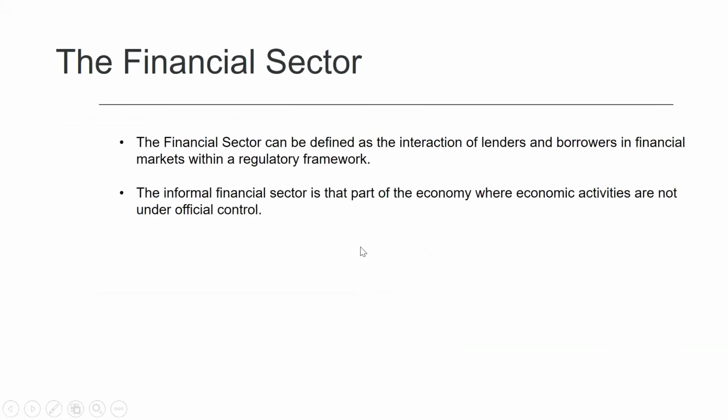Right. Now let's take a look at the financial sector itself. The financial sector will have interaction with lenders and borrowers and institutions that provide other financial services, which we're going to take a look at now. And then there's also the informal sector, which does not operate under the official control of the government.